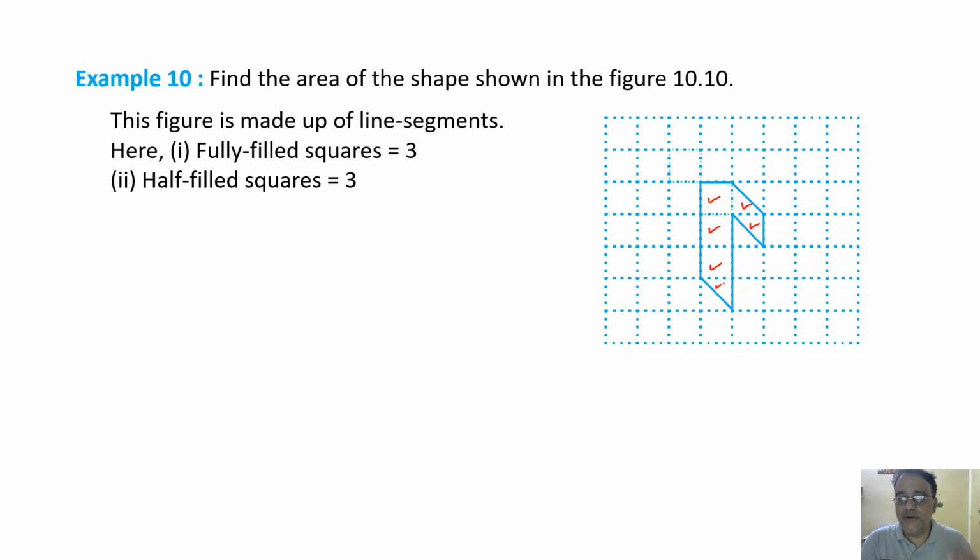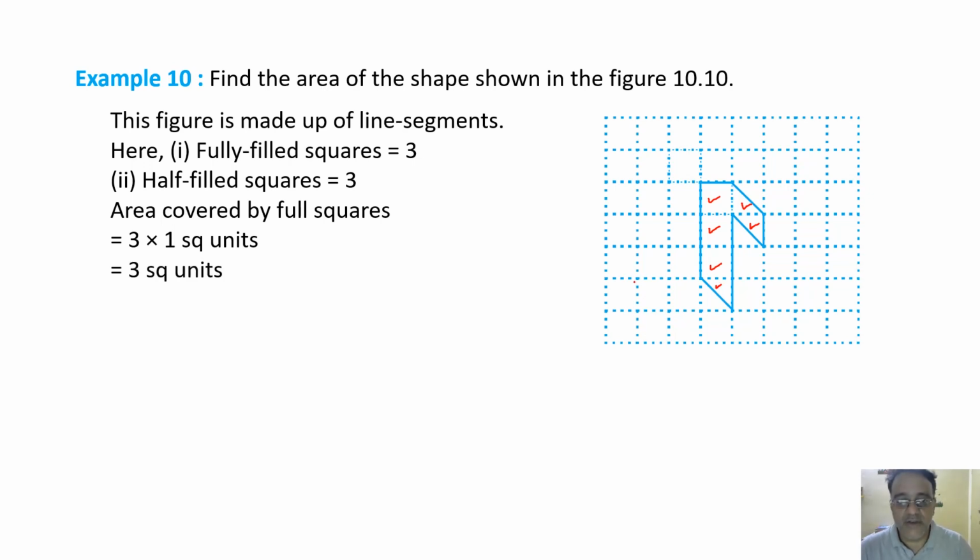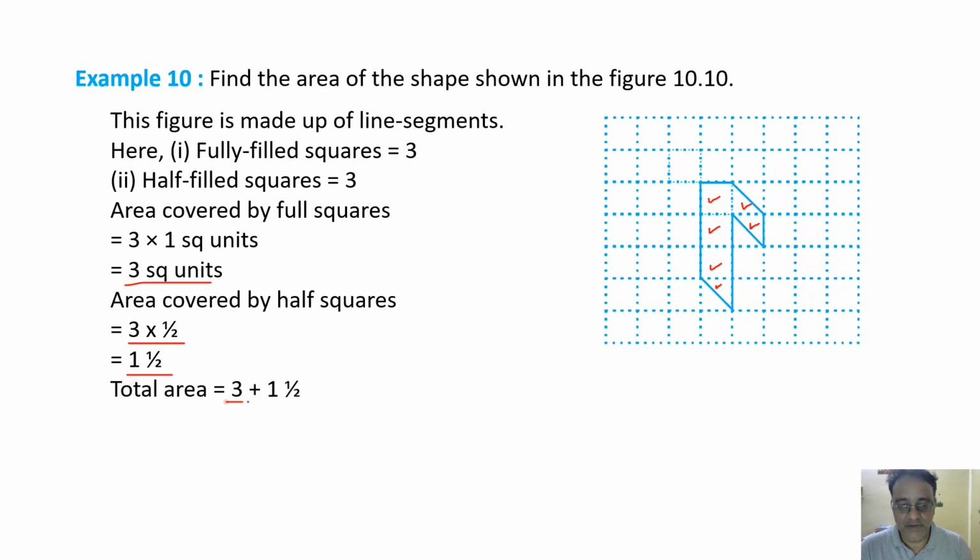So just now I told in the convention that fully filled squares we have to take it as 1 square unit, 1 square centimeter or unit, okay? अगर unit यहाँ पे centimeter है तो we have to write centimeter. So we got 3 square units. Now area covered by half filled squares, it is 1, half. So 3 है तो 3 into half हो जाएगा. 3 into half is 1 and half. दो हाफ मिला के फुल होता है, ठीक है? So total area will be 3 plus 1 and half. So it will be 4 and half square units. So this is one example.